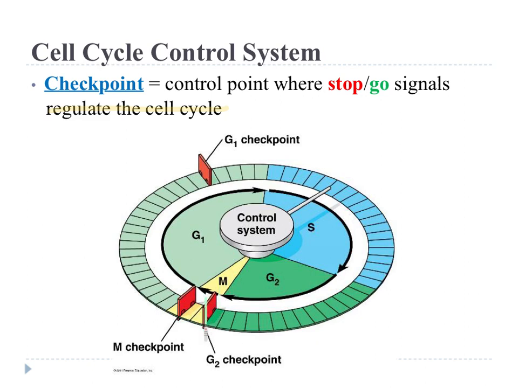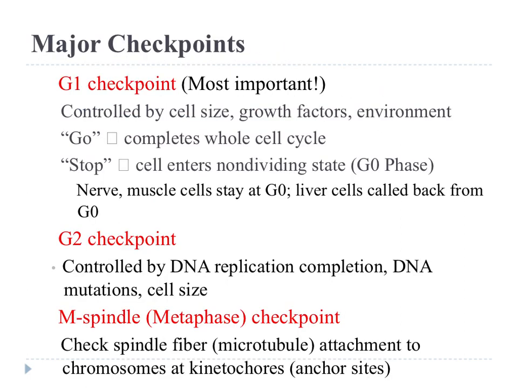You can see here there's 3. So there's one at G2, there's one at M, and there's one at G1. So these checkpoint ideas are really important, so you need to pay attention here. So again, there's 3 major checkpoints, G1, G2, and M. So G1 is the most important one. This is going to control the cell size. It's controlled by growth factors in the environment.